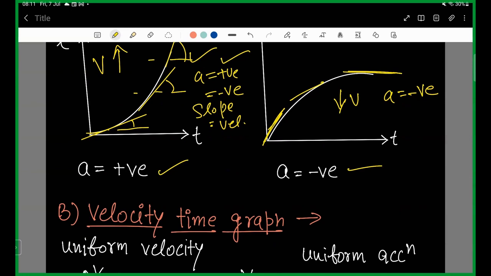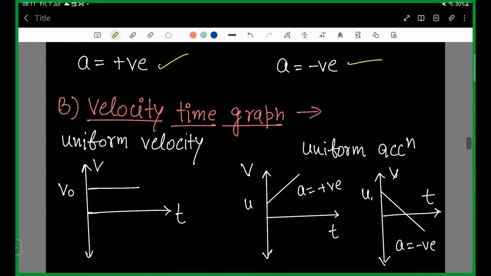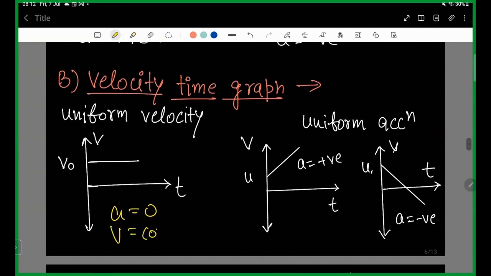Okay, so this was all about the position-time graph. Now let's come to the velocity-time graph. We can also draw a velocity versus time graph. So number one situation is uniform velocity, which means acceleration is 0. So your velocity remains constant. It means you will get a parallel line. So with time, your velocity is not changing. So what line will you get? You will get a parallel line. So this is how you plot a uniform velocity graph when the v-t graph is there.